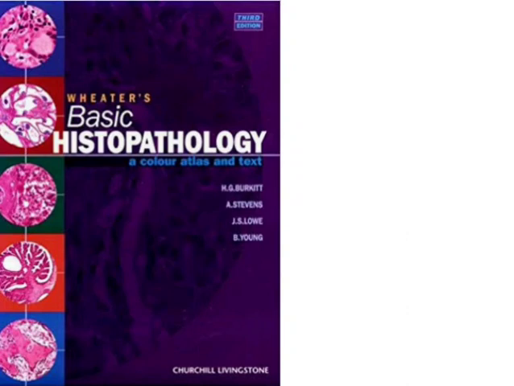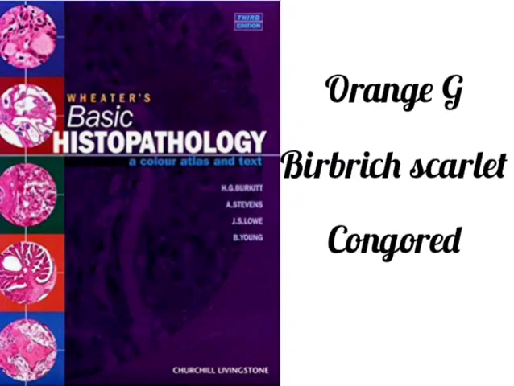Next question. Examples for azo dye is orange G, Biebrich scarlet and Congo red. Orange G, Biebrich scarlet and Congo red are the examples for azo dye.